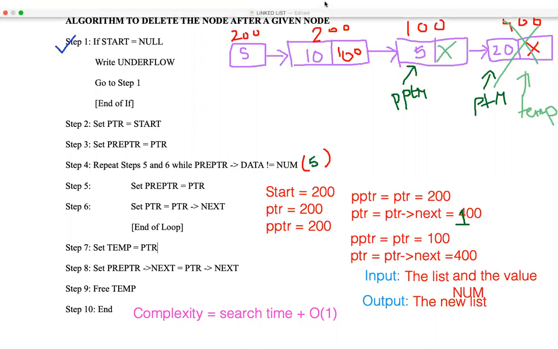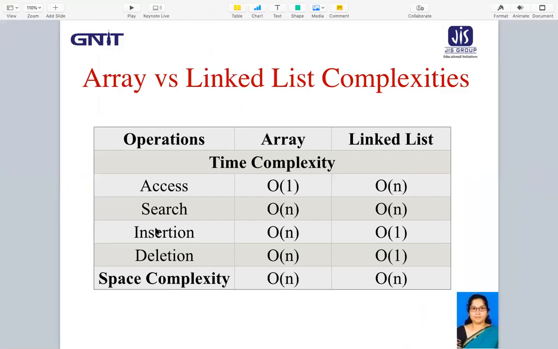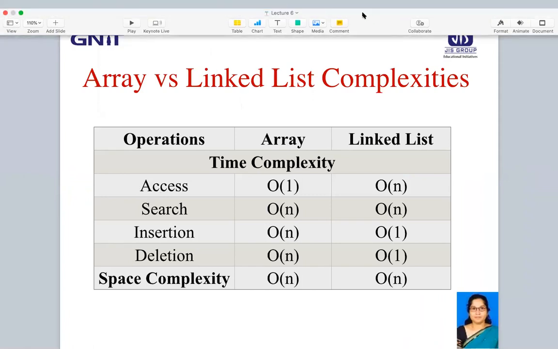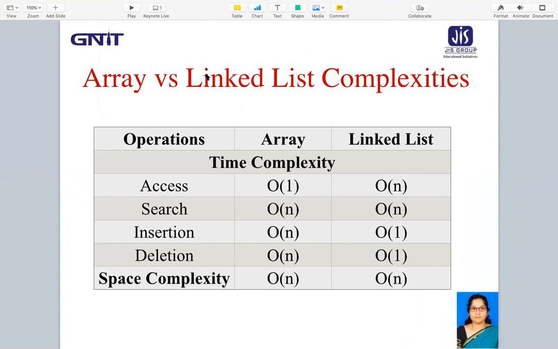So we have seen the algorithms for deletion: how to delete an element from an array, and also how to delete a node from a given linked list. Now let us check the complexity comparison of array and linked list. In case of access, in an array we can access any element by index, so the access time is order of 1, while in a linked list we have to traverse the whole list, so it is order of n.